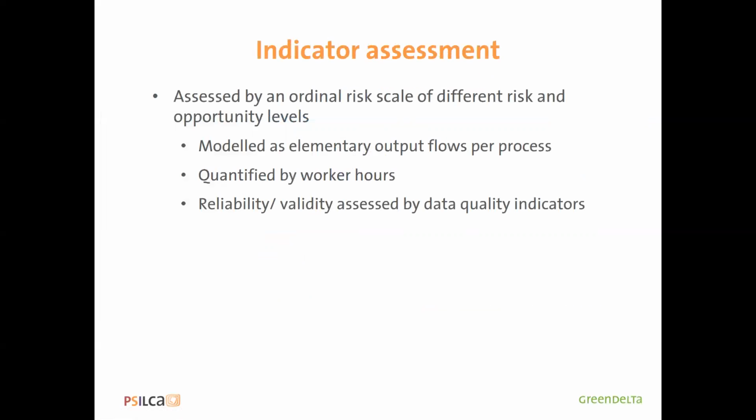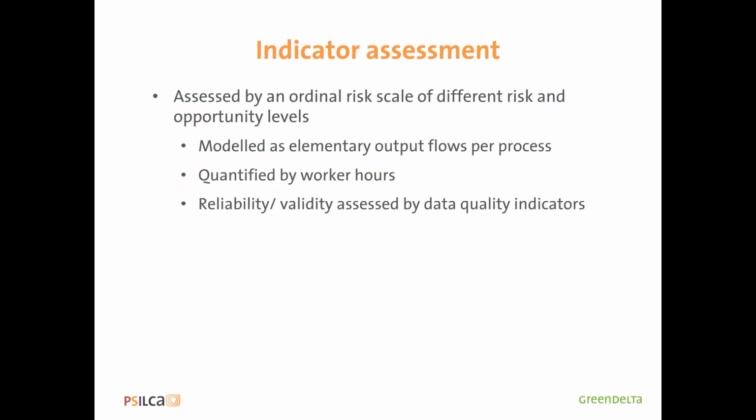The indicators themselves are assessed by an ordinal risk scale of different risk and opportunity levels. Normally, these are from very low risk to very high risk. This can depend a bit on the indicators. For some, there are some risk levels missing because it doesn't make sense, but normally there are 6 risk levels. And the indicators themselves are modeled as elementary output flows per process and already risk assessed.